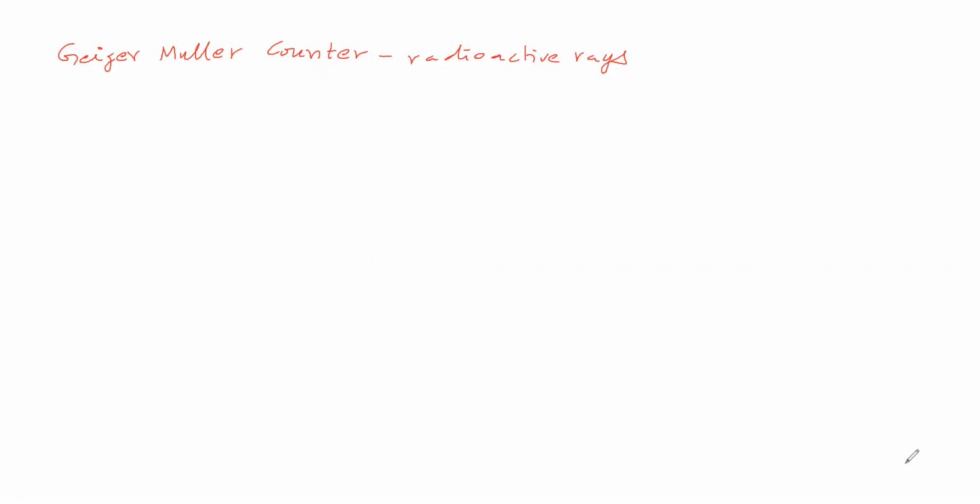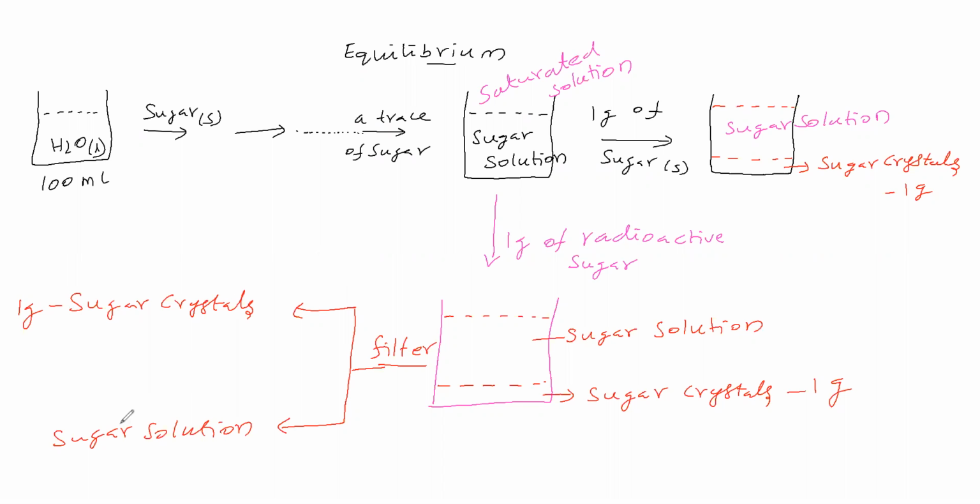Now we are taking this sugar solution to the Geiger-Müller counter. The counter says that it is emitting radioactive rays. It is emitting radioactive rays, which means this sugar solution contains a radioactive substance. Now this sugar crystals we will take to the Geiger-Müller counter. It is emitting radioactive rays.